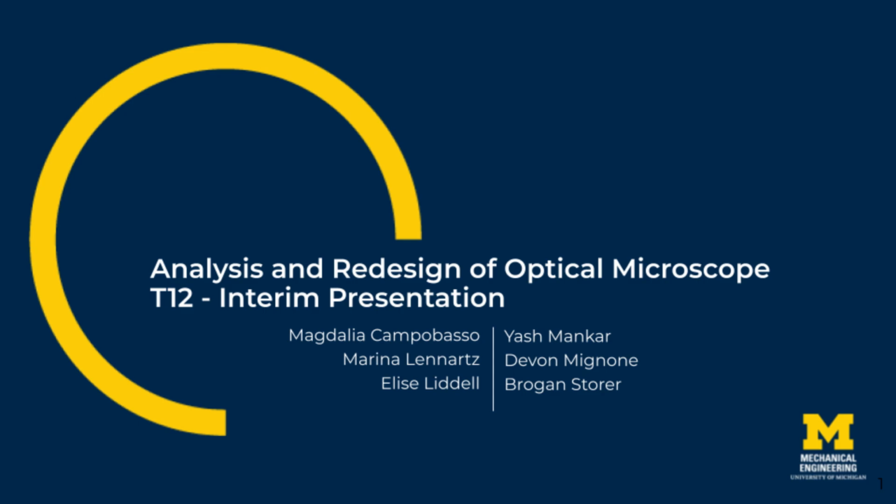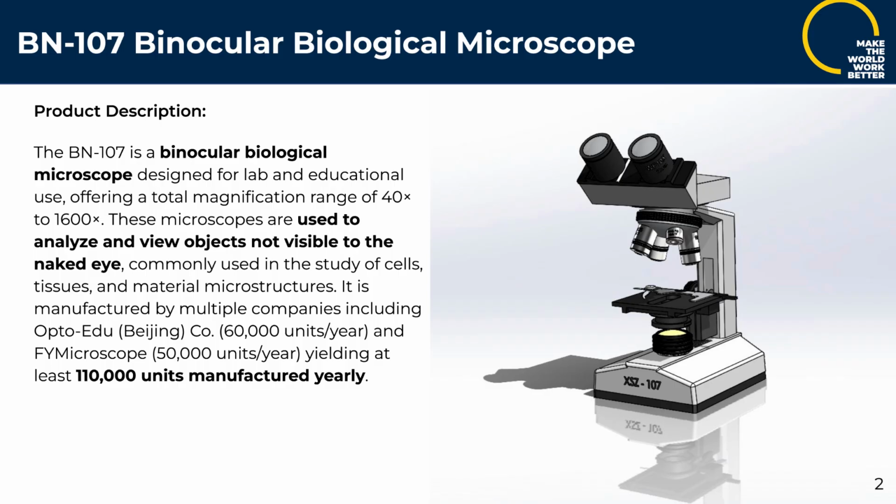Hello everyone, we are Team 12 and this is our interim presentation on the analysis and redesign of an optical microscope. The BN107 is a binocular biological microscope designed for lab and educational use, offering a total magnification range of 40 times to 1600 times. These microscopes are used to analyze and view objects not visible to the naked eye, commonly used in the study of cells, tissues, and material microstructures.